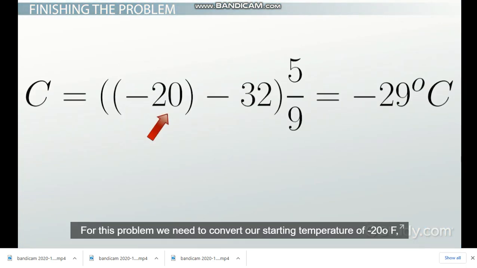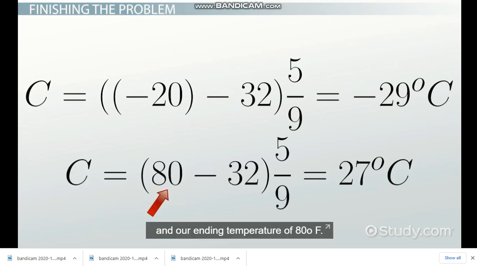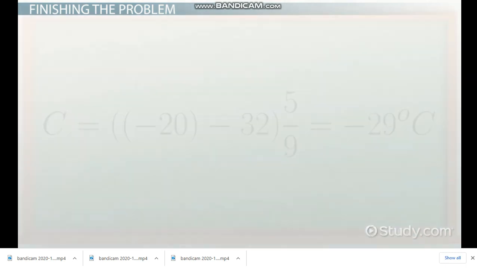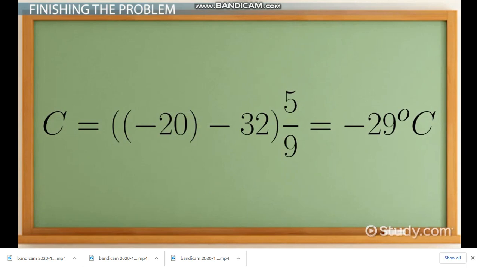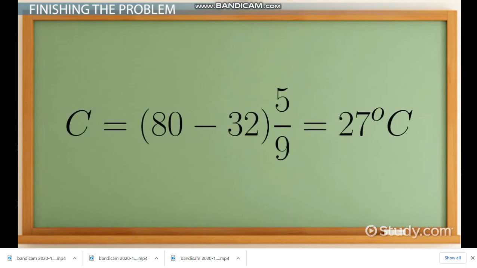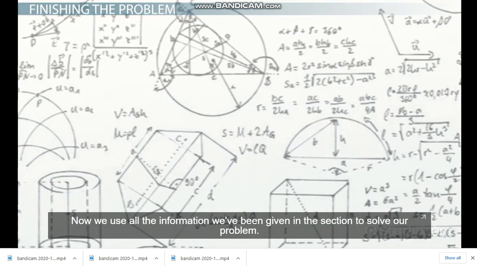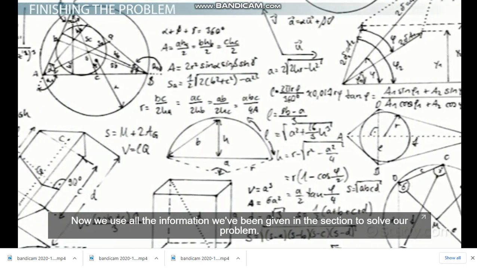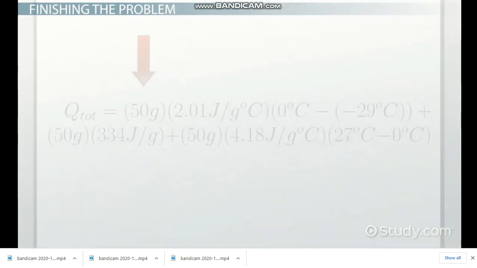For this problem, we need to convert our starting temperature of negative 20 degrees Fahrenheit and our ending temperature of 80 degrees Fahrenheit. C equals negative 20 minus 32 times 5 over 9 equals negative 29 degrees Celsius. C equals 80 minus 32 times 5 over 9 equals 27 degrees Celsius. Now we use all the information we've been given in this section to solve our problem.